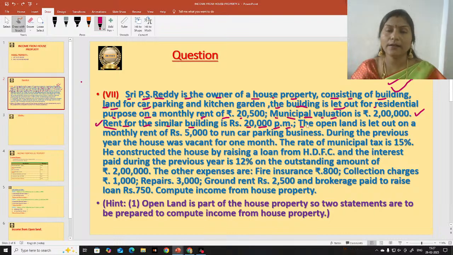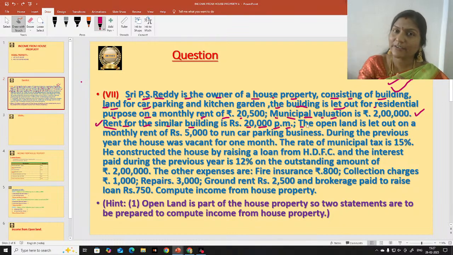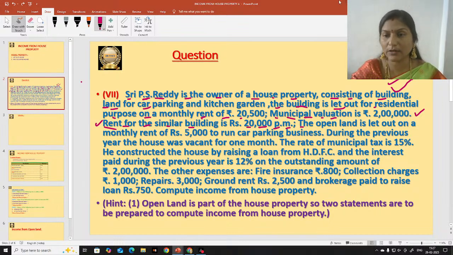So here, open land. What I discussed in the beginning of the question, he is having one building and open land. 2 are there for the assessee, and the building he is giving on rental basis. Open land he is actually using for car parking business. Let us see what actually it is. So open land is let out. So he is giving that open land also on rental basis, on a monthly rent of 5,000 rupees.